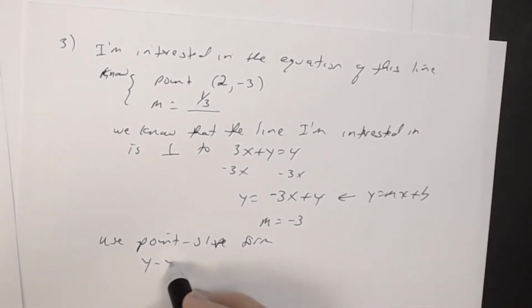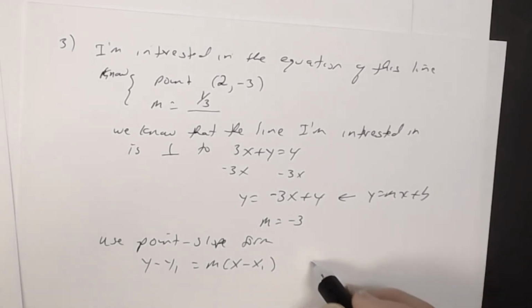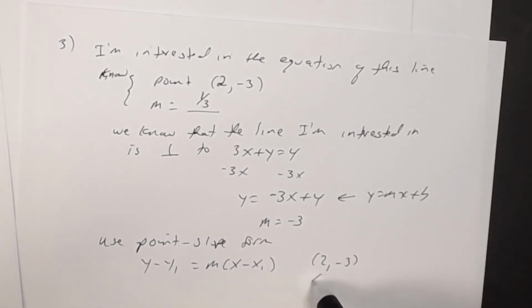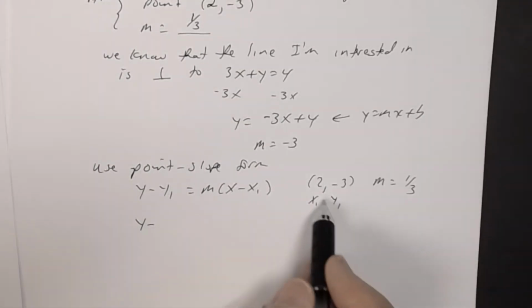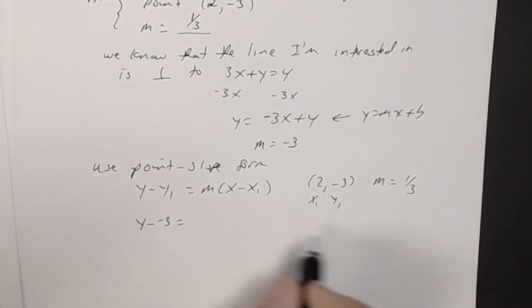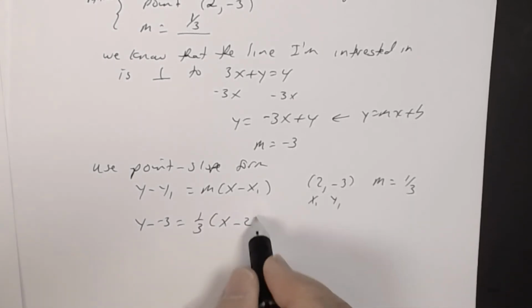Okay, so y minus y1 equals the slope times x minus x1. So I know the point. The point I know is (2, -3). I'm going to label this as x1, y1, and now I know the slope is 1/3. So I'm going to substitute. So I'm going to get y minus a -3 equals the slope, which is 1/3, times x minus 2.